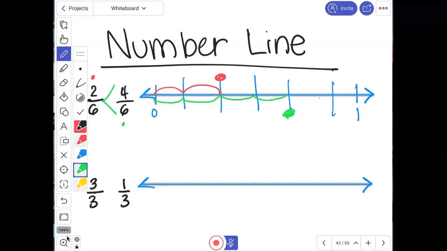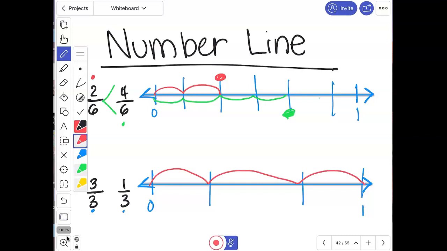Let's do the same thing down here. I'm going to partition my number line into thirds. Okay, so I'll call this 0, 1. All right, I'm going to do 3/3 on the top, so 1/3, 2/3, 3/3. Okay, and 1/3. Well, that one's pretty obvious to me. 3/3 is greater than 1/3. So I can show my comparison on the number line kind of just like another version of a visual model.